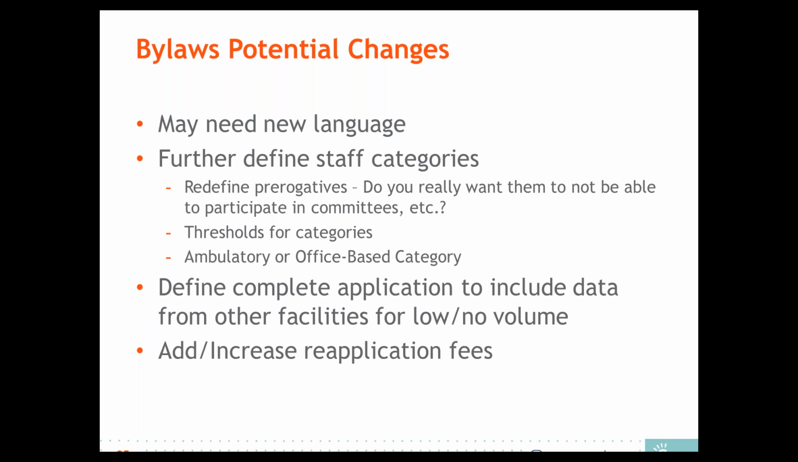Some people also have what they call an ambulatory or office-based category that they include in their bylaws. There may be some doctors who don't want to come to meetings, and they don't want to vote on bylaws. So that might be their best option, a category that allows them to still be a medical staff member, but not have privileges and be in this ambulatory or office-based category. Also, make sure that your bylaws include language that defines a complete application as also including data from another facility if you're a low or no volume practitioner.